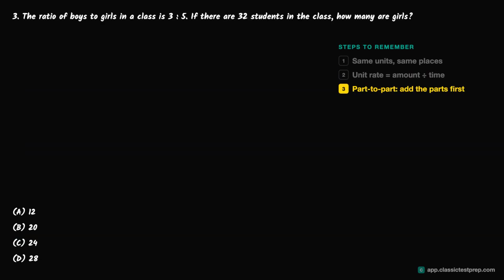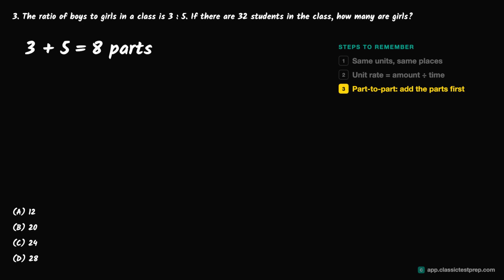Question 3. The ratio of boys to girls in a class is 3 to 5. If there are 32 students in the class, then how many are girls? Now be careful here. The ratio is part to part, not part to whole. So this is what we mean by that. You're going to want to combine first, as your first step, 3 and 5. Okay, so 3 plus 5 is going to give you 8 parts or 8 shares.